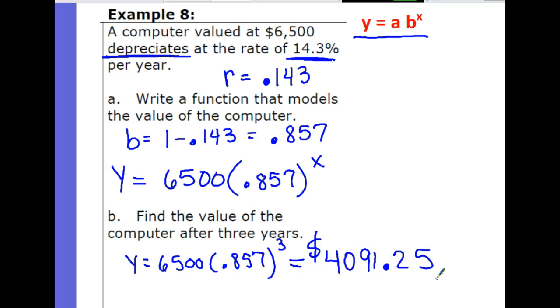Probably, depending on what the computer is, it might depreciate in reality even more than that.